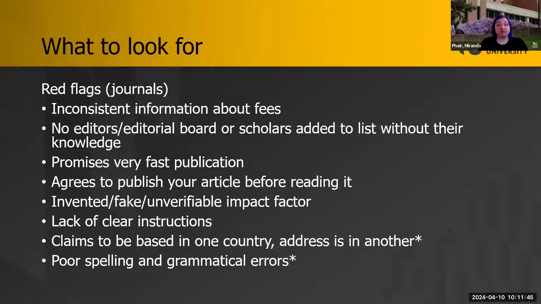This isn't exhaustive, and we'll go over some other resources that you can check things against. I would say these are probably the most common things that you'll see, and they're also easy to find compared to some of the other information that might make something suspicious. So I was talking about the inconsistent information about fees. That's something you definitely don't want to see in a journal.